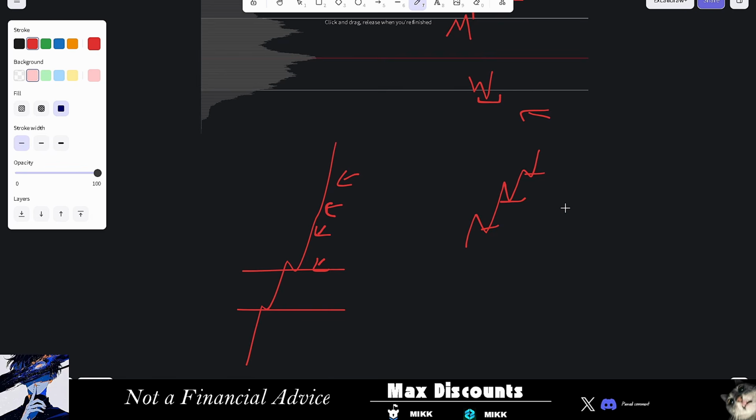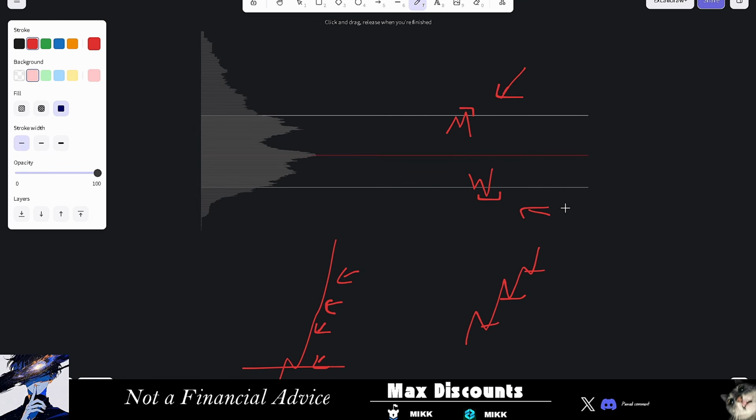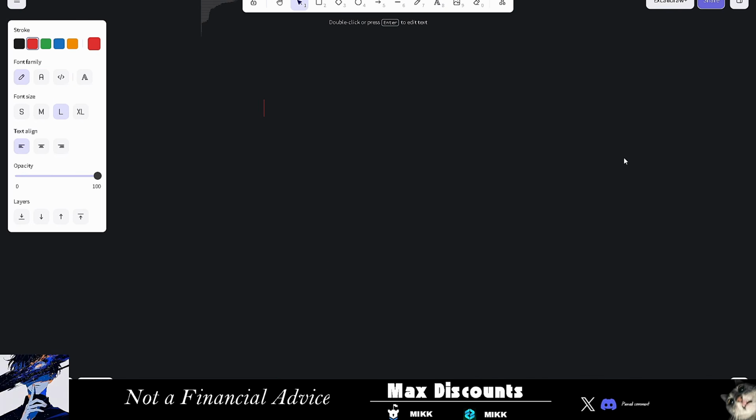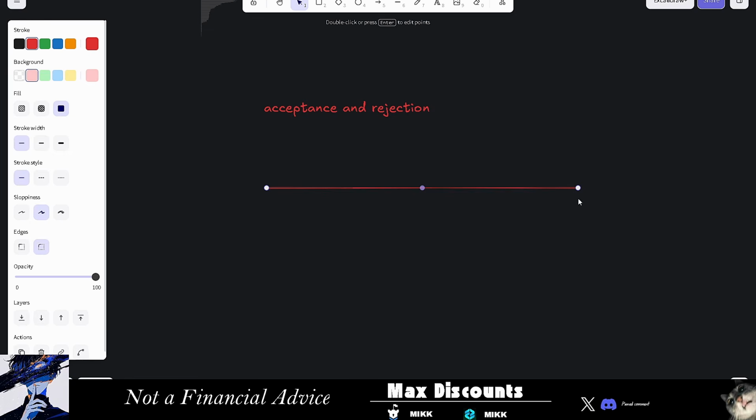Longing and shorting at the value area high and value area low is a little tricky game, but we will discuss how to do it. Now, here comes one beautiful concept: acceptance and rejection. Now, what does this concept mean?